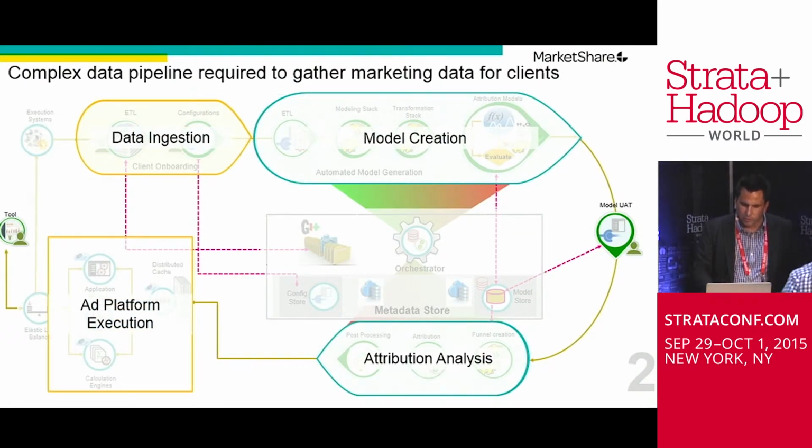In terms of the overall data process, there are four main stages. Data ingestion is where we're bringing in data and transforming it. There's quite a lot of work in the ETL and load. Model creation is where we're developing the models, and those models feed through into an attribution analysis.